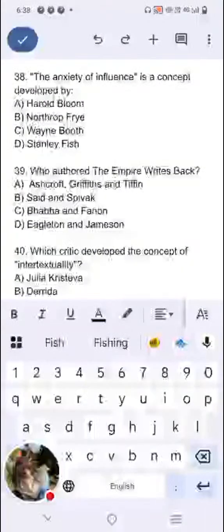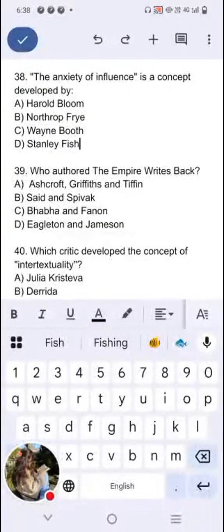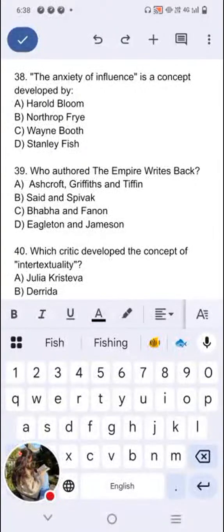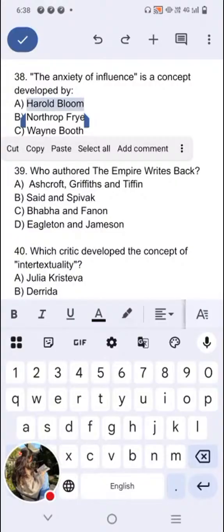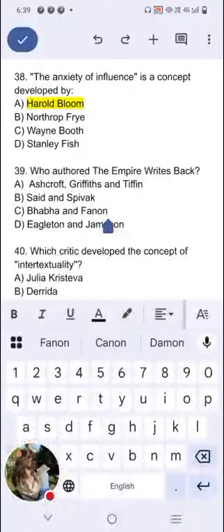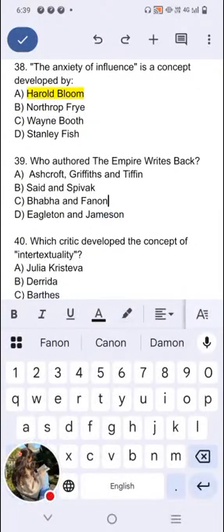There's quite a lot of questions dealing with theory and criticism, because in the previous mock test, I included a bit more about British literature. So in this mock test, we are dealing with a few more questions about theory and criticism in particular. And the right answer is option A, Harold Bloom. He coined the concept, anxiety of influence.